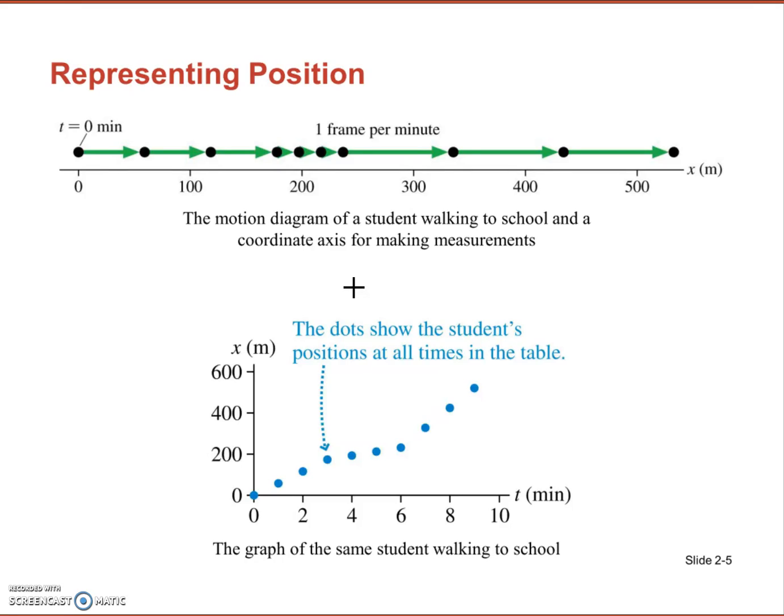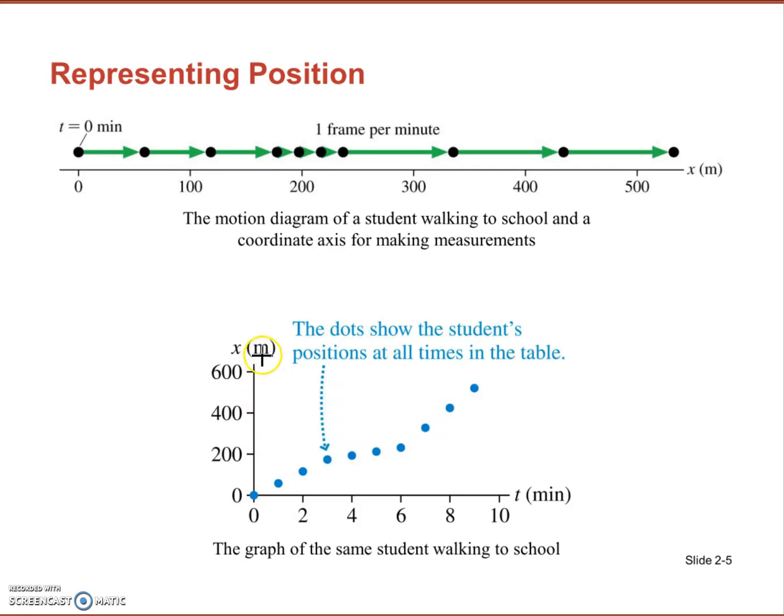Now what we would like to do is turn this into a graph. How can we represent this graphically? To do this, we put time on the horizontal axis. We always put time horizontal, almost always. Our vertical axis is our x position.